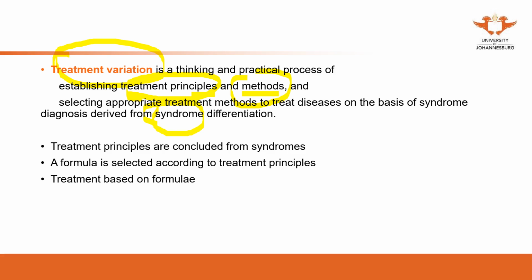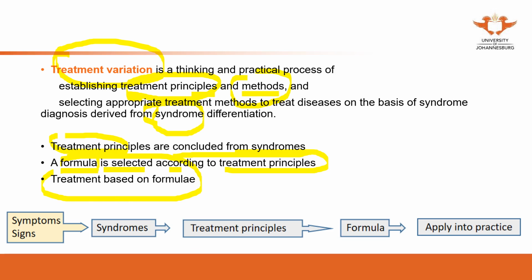There are 3 key aspects of treatment variation. The treatment principles are concluded from the syndromes. The formula, this formula can be the herbal medicine formula or the prescription of acupuncture points. The formula or the prescription is selected according to the principle. The treatment is based on the formula.